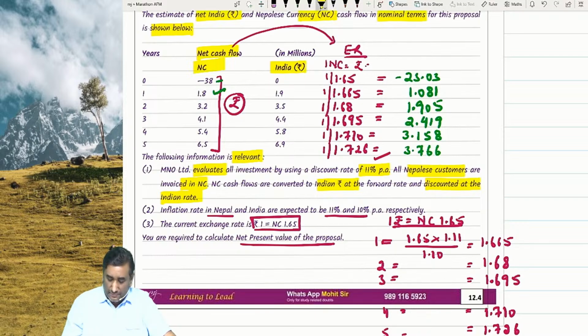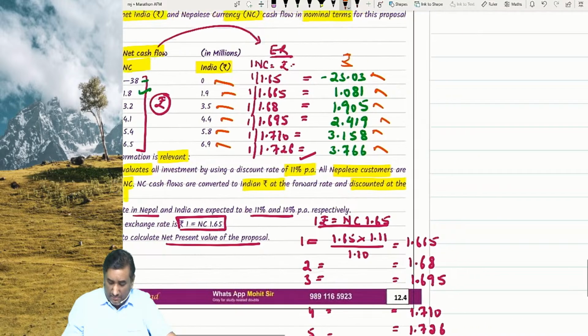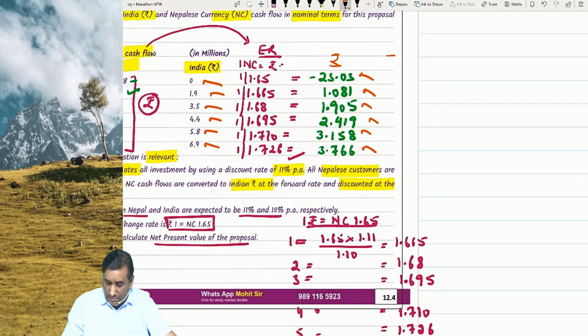Now what you can do is, this is in rupee now. So you can add rupee, rupee, rupee, rupee, rupee, rupee. These you can add. So this will become total cash flow in the rupee term.